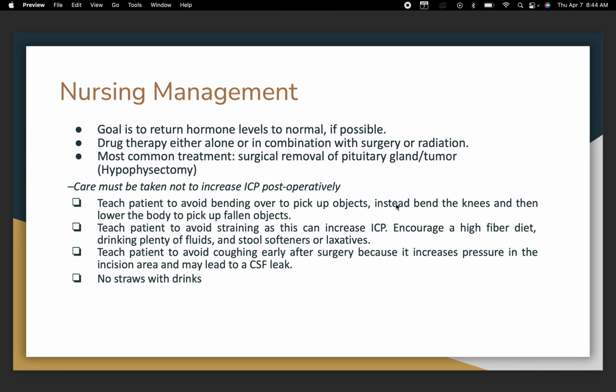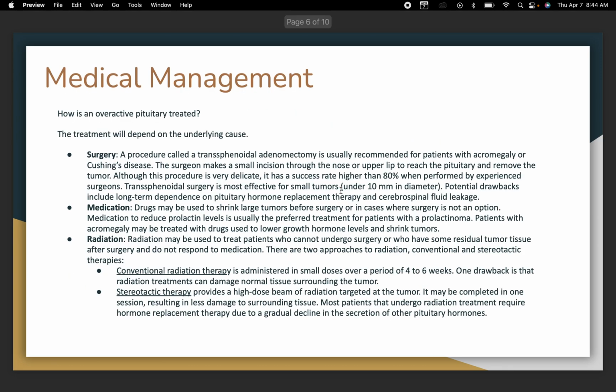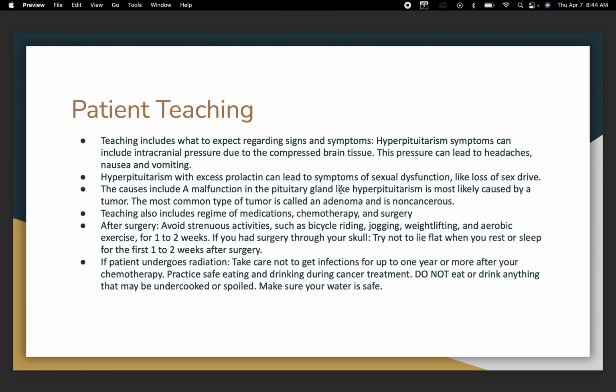And post-op, the most common medical treatment for hyperpituitarism is surgery, and they're going to get that tumor removed or their whole pituitary gland removed. And post-op, we have to take specific measures not to increase that intracranial pressure. These are just talking about the surgeries and medications again, and we went over that. After surgery, making sure that intracranial pressure is not increased is a very, very important thing. And so we are going to make sure that they're not straining, and they keep their head of the bed elevated.